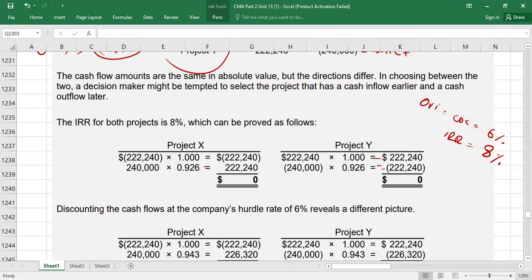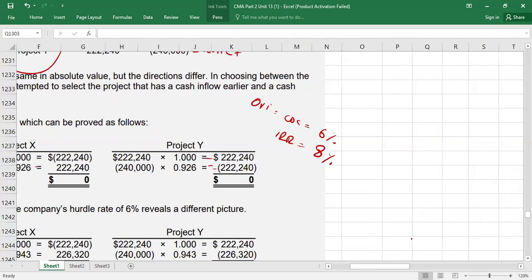It means based on IRR, both projects should be accepted, because project X has 8% IRR and project Y has 8% IRR. And I'm assuming cost of capital is 6% for both projects, for example. Now see how IRR is misleading, please.